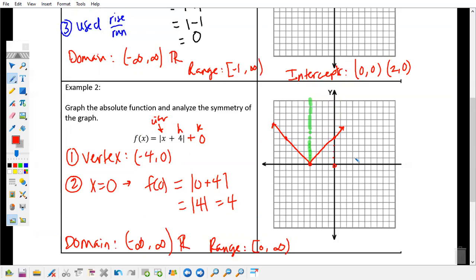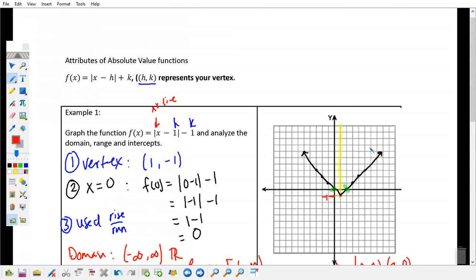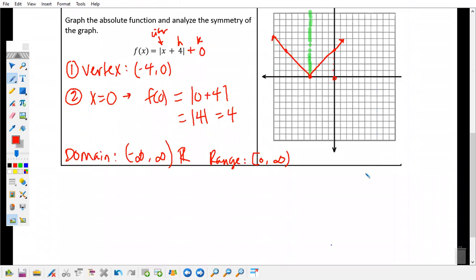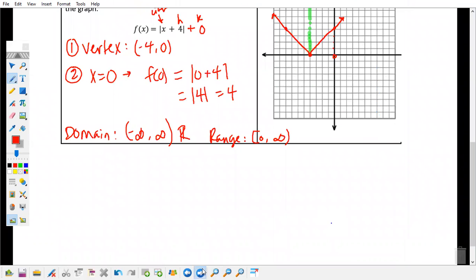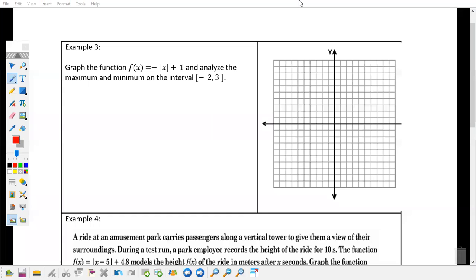Okay, so that's your first page. Now we're going to flip over. Okay, so on to example 3. So example 3, it says the graph of f of x equals negative absolute value of x plus 1. And so we're going to graph it and analyze it.